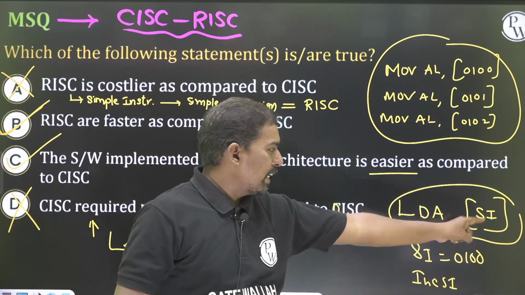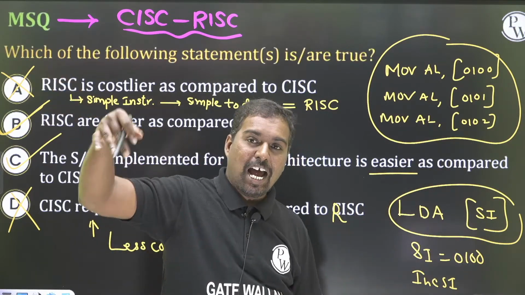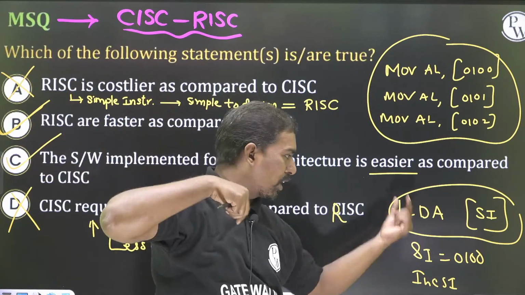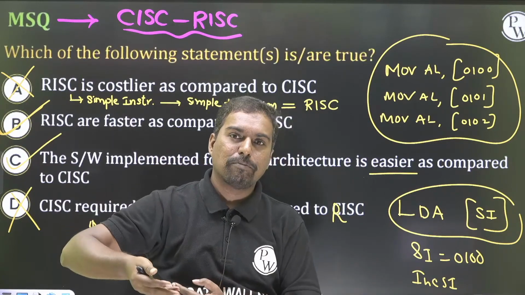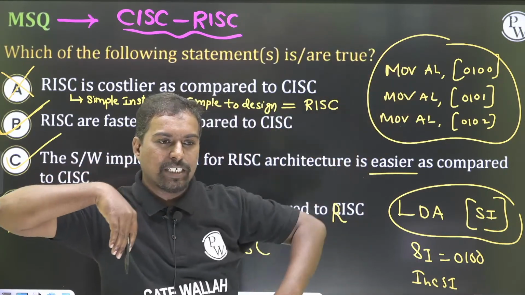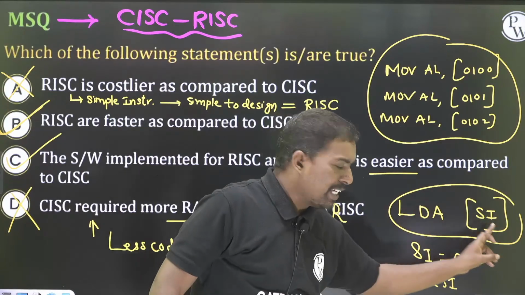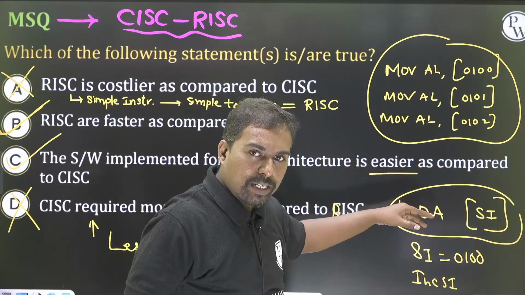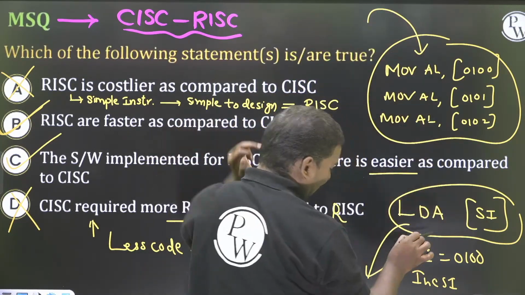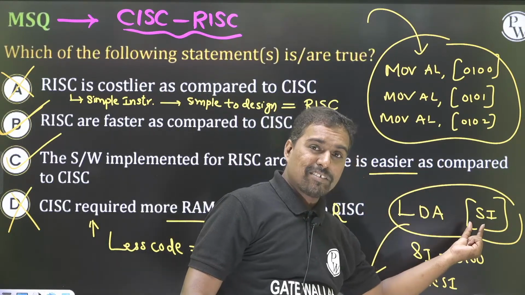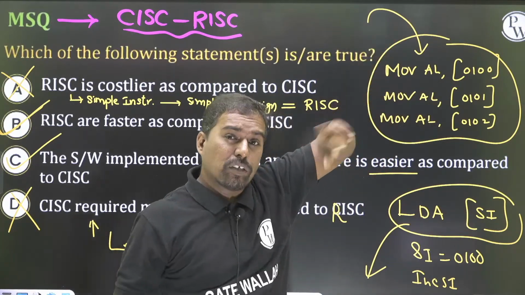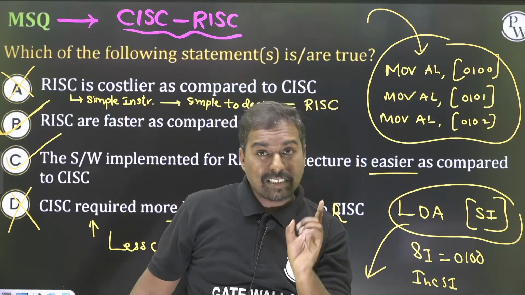Here SI is addressing 0100, and we have to go to 0100, and whatever content is there, we load into the accumulator. Next, increment SI, auto increment: SI points to 0101, and from 0101 we get it. Instead of the single instruction LDA-SI, the same operation can be done with a group of instructions. So this is the RISC category, this is the CISC category. CISC contains less code, RISC contains more code. RISC contains more simple instructions, CISC contains fewer but complex instructions.